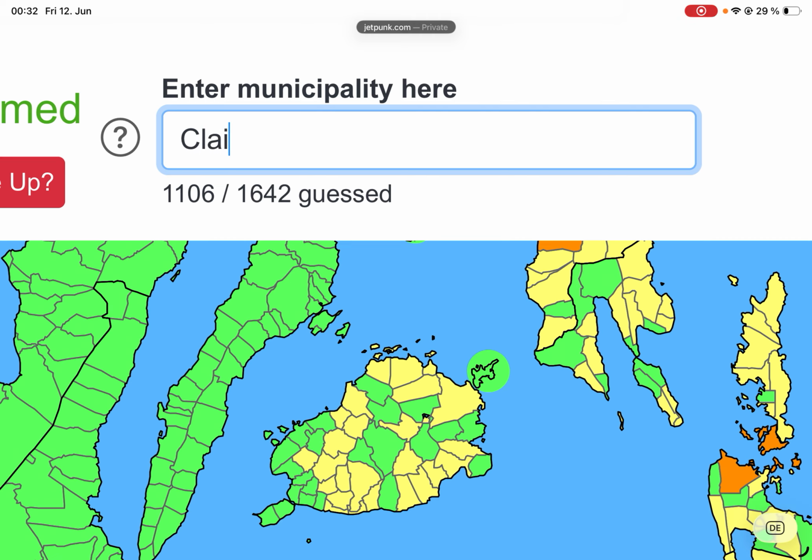So then we continue with right here at the top, Calape, Tubigon, Clarin, Inabanga, Sagbayan, Catigbian, Antequera, Balilihan, Sikatuna, Sevilla, Bilar, Loboc, Lila, Loay, Dimiao, Garcia Hernandez, Sierra Bullones, Dagohoy.